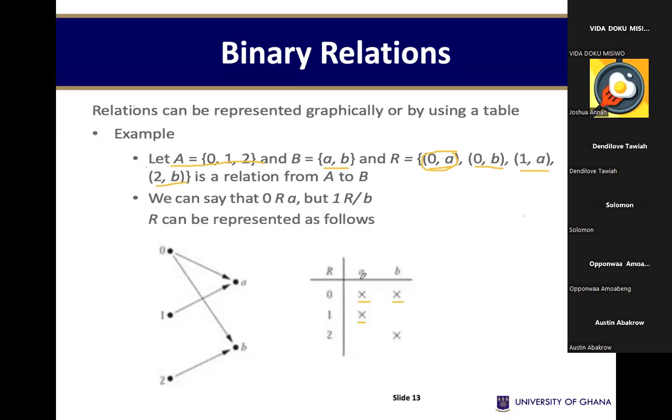Is there anything like 2 and A? No, from the relations given, we don't have that. But is there anything like 2 and B? Yes, we have that, so that's it here. Okay, so that's how we can represent relations graphically and in tabular form.